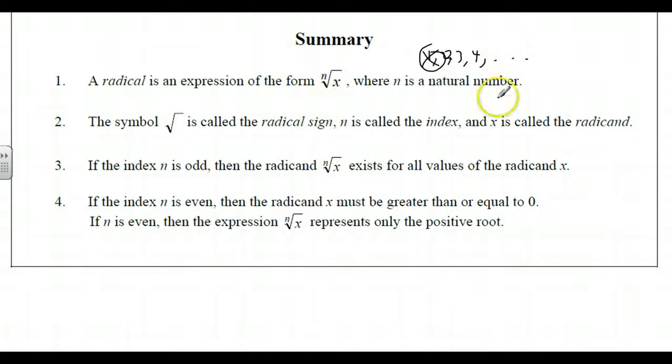N is the index, and x is the radicand. If the index is odd, the radicand exists for all values, right? We can take the odd root of a positive or a negative. If the index is even, then the radicand must be greater than or equal to 0. If n is even, the expression represents only the positive square root. Okay, so this says we cannot take an even root of a negative, and this says that if it's even, we know that then there are two roots, positive and a negative, and this symbol represents only the positive root.